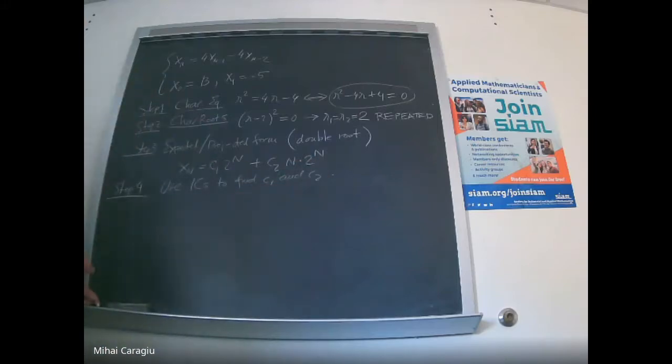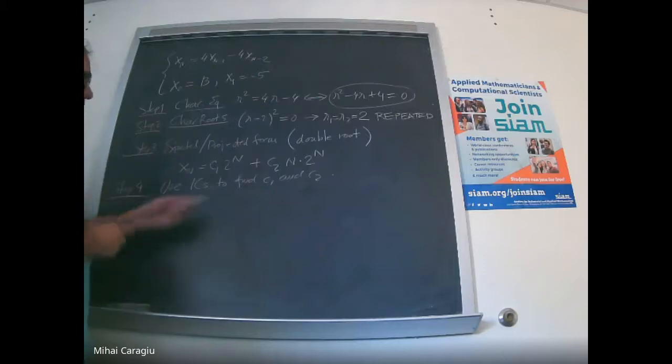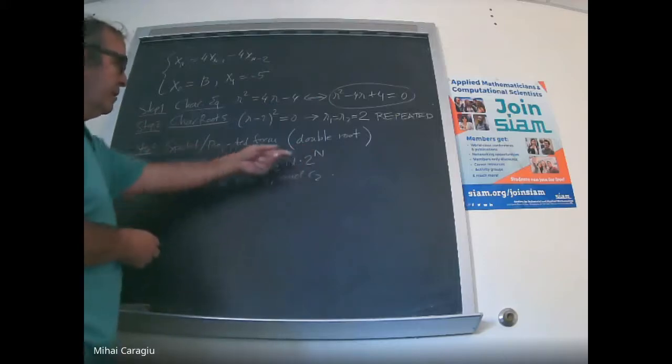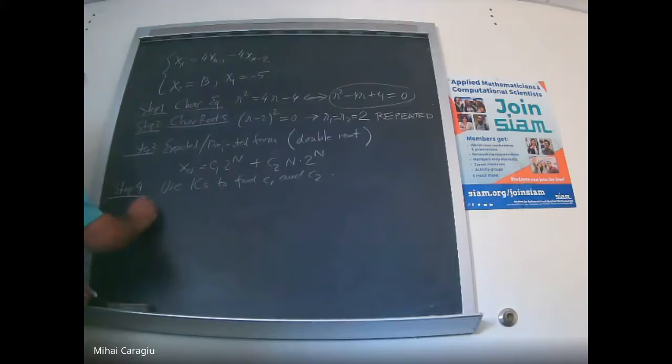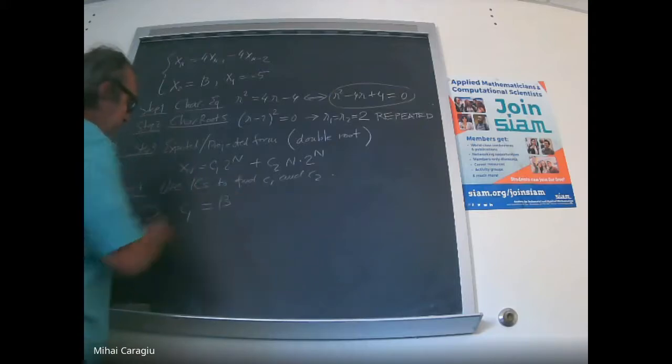Okay, so how to do it? In this case of a double root, it's even easier, because if we set n equals 0, this term will essentially disappear. So if we set n equals 0, what do we get? This formula becomes c1, and that's it. c1 equals x0, which is 13.